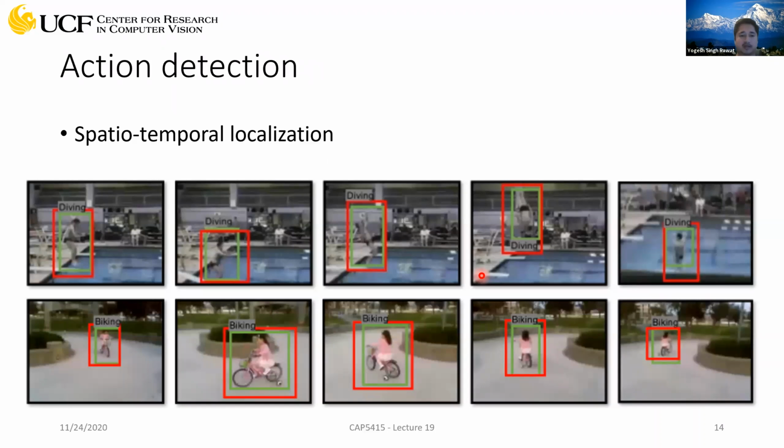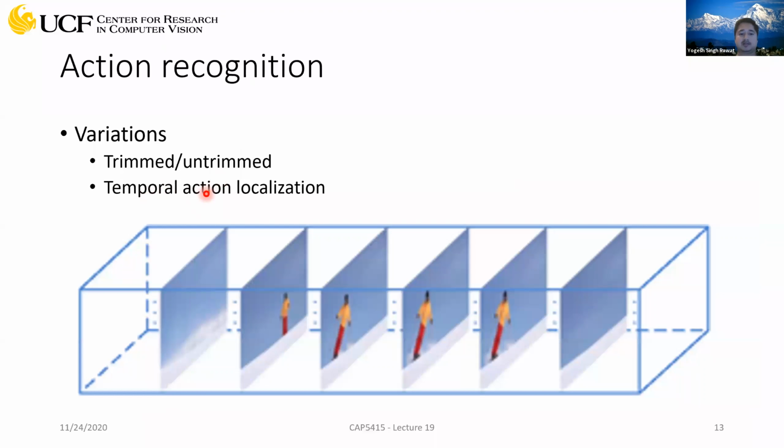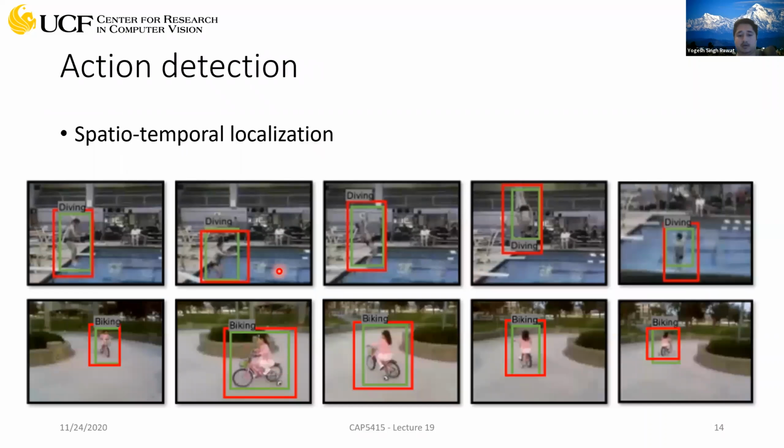Now let's talk about action detection. Action detection is where you have to spatiotemporally localize where the action is being performed. So in the previous case, this was just temporal action localization. You just need the start and end frame. But in action detection, which is spatiotemporal localization, you also need to exactly tell where the action is being performed in the spatial region. Okay, so that's the big difference.